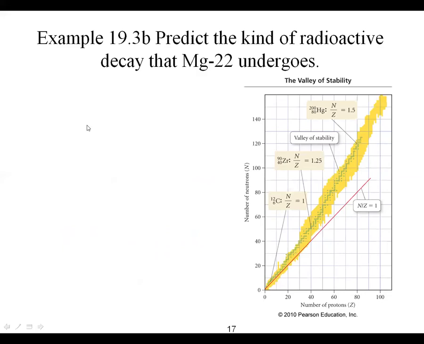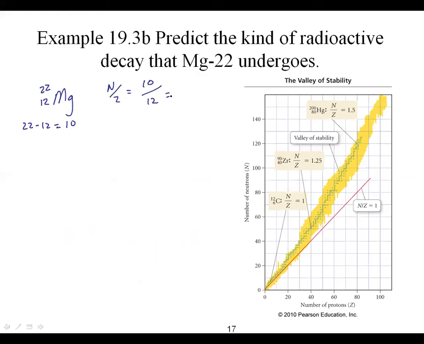Okay, let's take a look here. So we could just start with magnesium. The 22, again, going to be our mass number. We go to the periodic table and see that our atomic number would be 12. So we're looking for the N to Z ratio. So number of neutrons, again, is mass number minus atomic number. That looks like a 10. And that's going to give us 10 divided by 12.